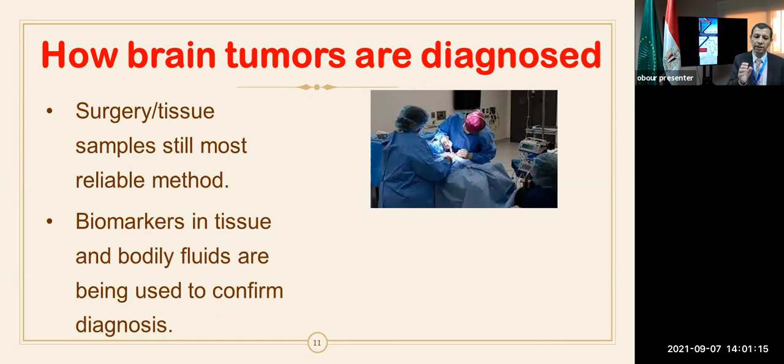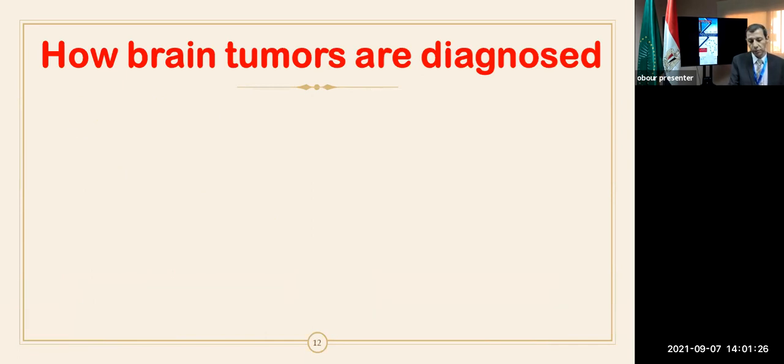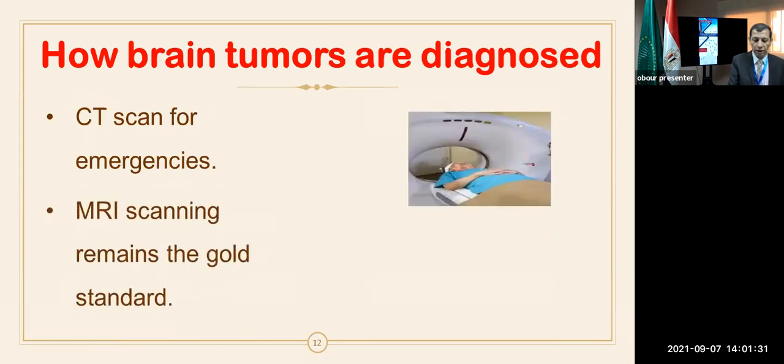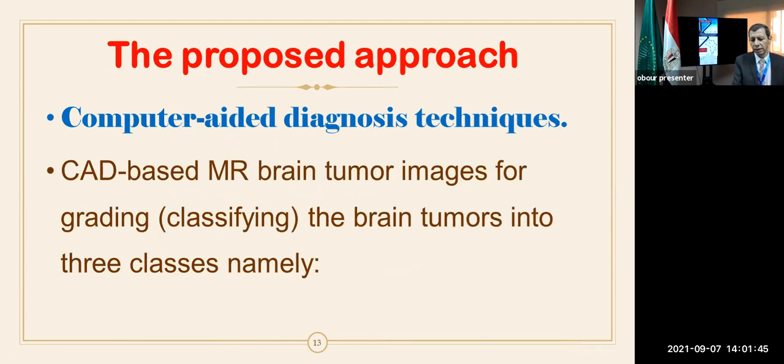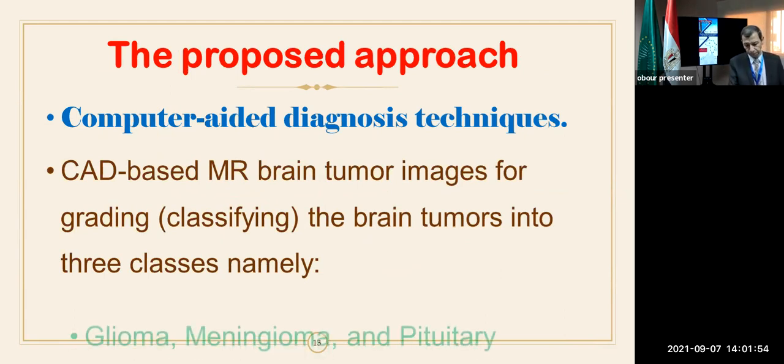We try to detect and classify the type of tumor using pictures. This picture can be taken using a CT scan or using MRI scanning, which is the gold standard way. From this point, we start our approach, which is a computer-aided diagnosis technique used for grading and classifying brain tumors into 4 classes.